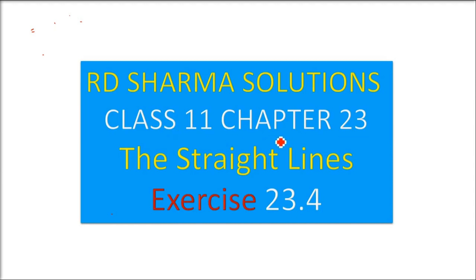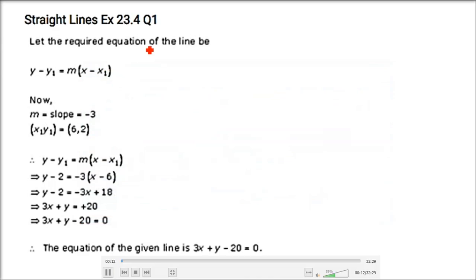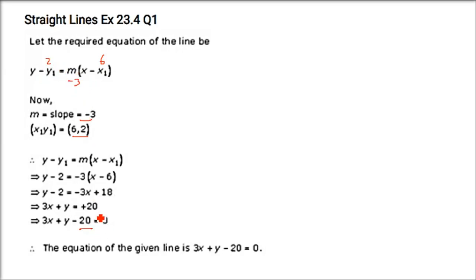We are taking R.D. Sharma Solutions, Class 11, Chapter 23, The Straight Lines, Exercise 23.4. The first question is, find the equation of a straight line passing through the point (6, 2) and having slope minus 3. Slope is given and the point is also given. So we'll use this formula, y minus y1 equals m(x minus x1). In place of x1, y1 we have to put 6 and 2, and in m we have to put minus 3. This equation will come.